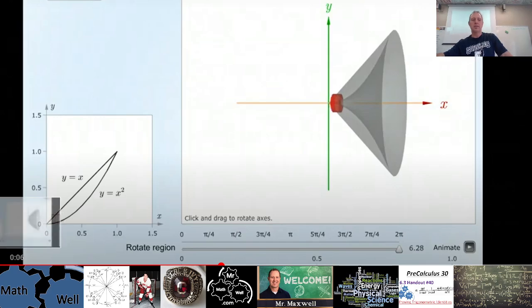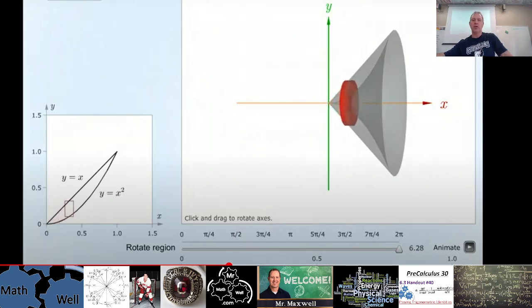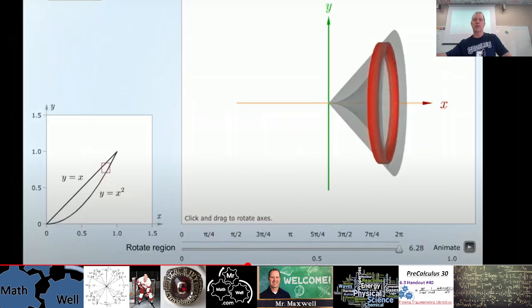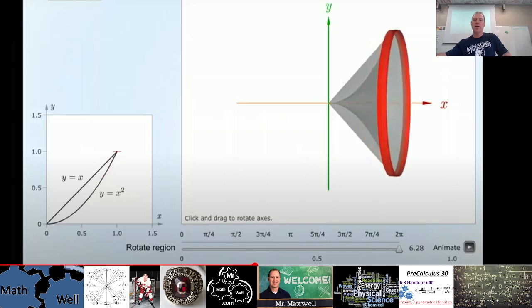Now we'll let these things play. Notice how there's a gap in the middle. This is what we call the washer method. A disk is a solid circle. A washer would have a gap, a hole in the middle. That's what a washer is. So the disk method and the washer method would both be represented here in these little animations. And of course, as we get out there, you see how thin it gets at the very end point there?